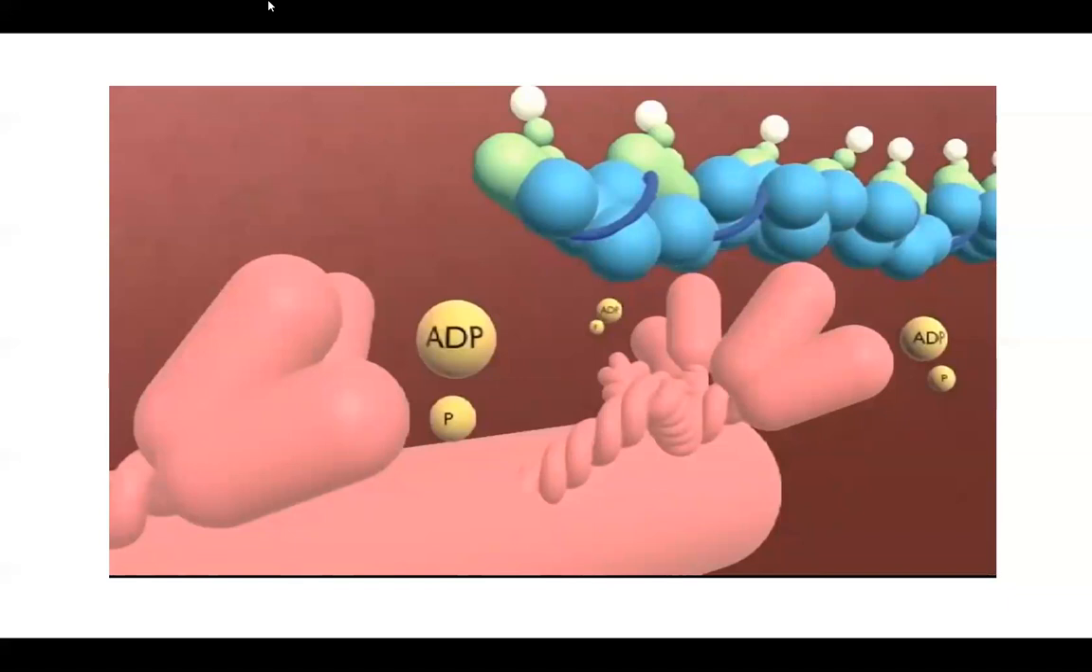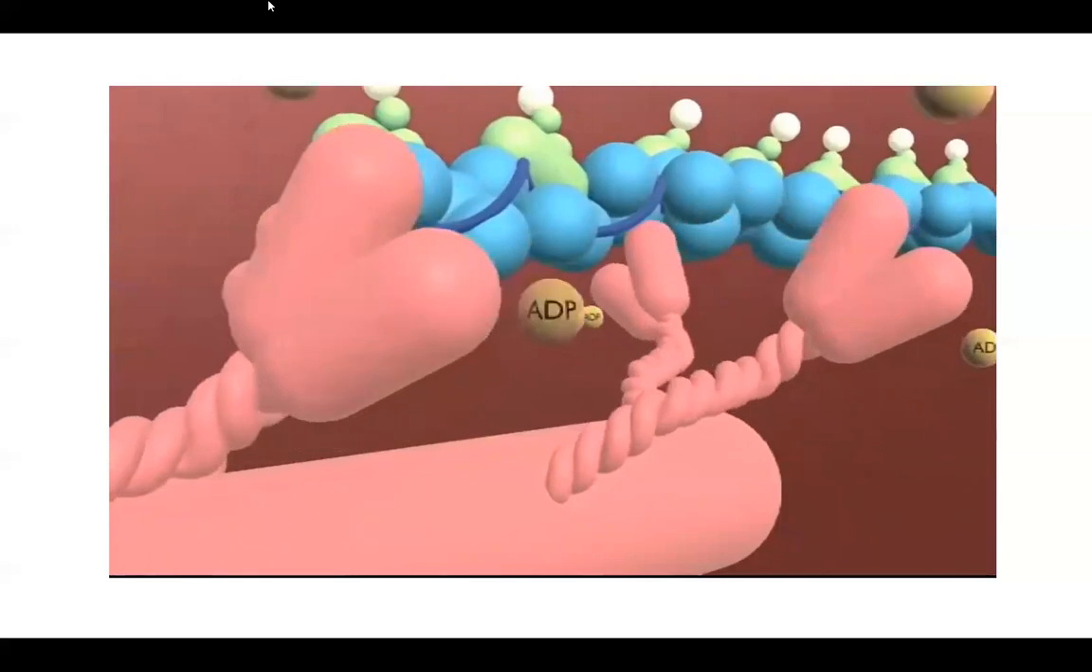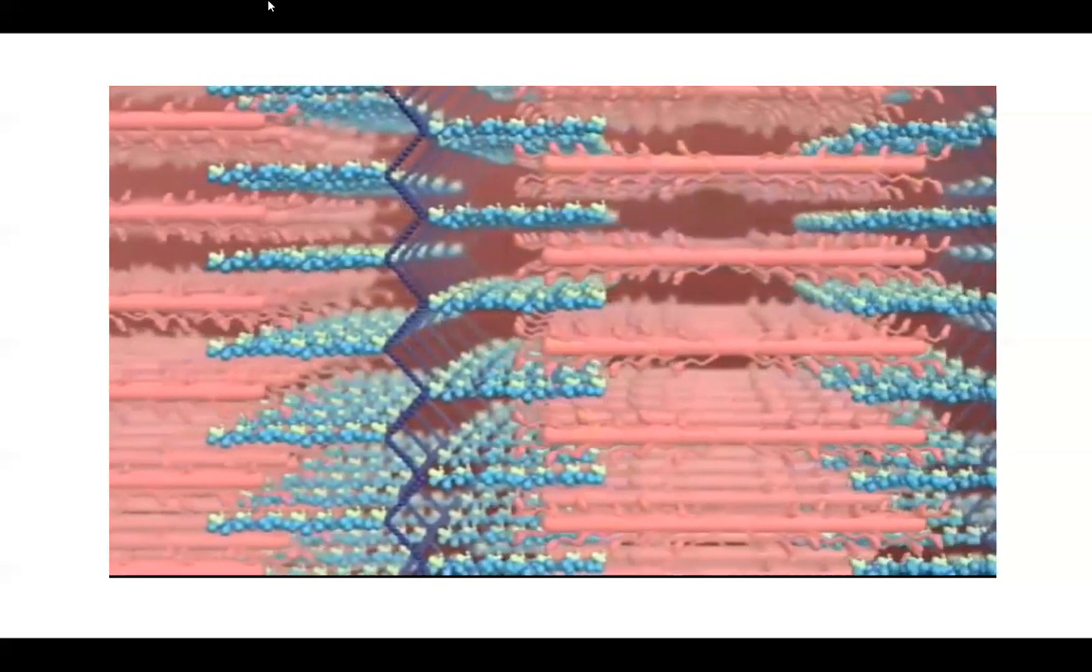If calcium is still present, the cycle will repeat again, and the sarcomere will continue to shorten until the calcium ions are transported back into the sarcoplasmic reticulum and the muscle relaxes.